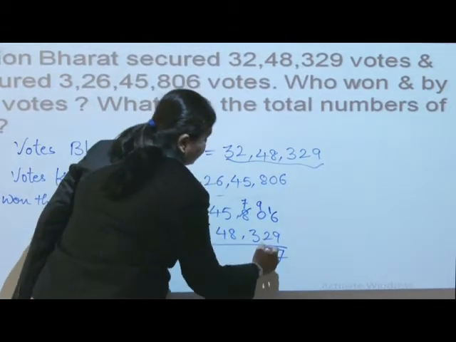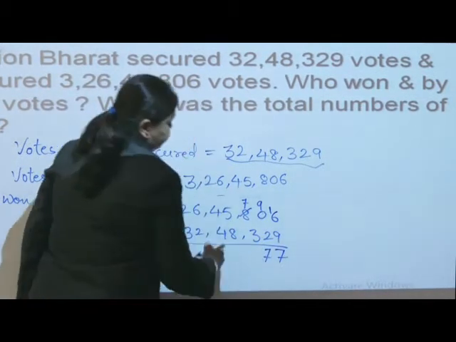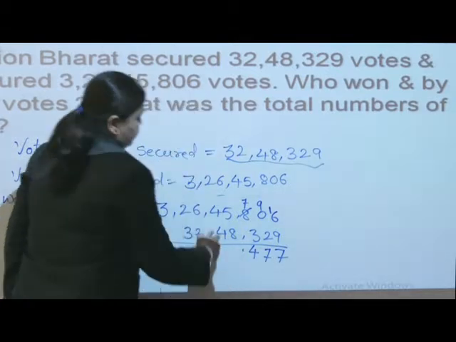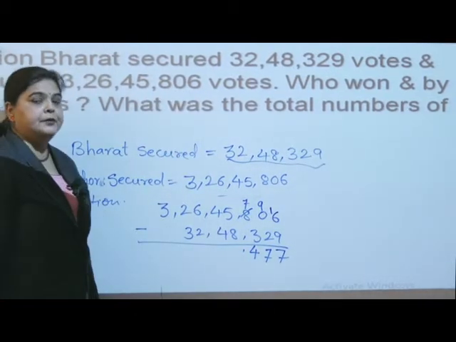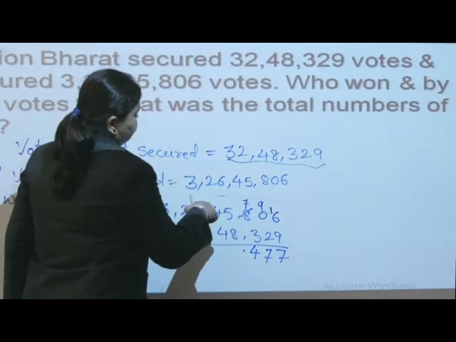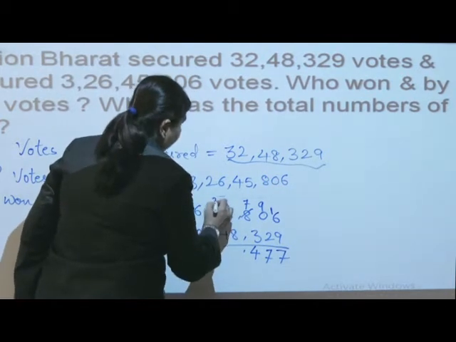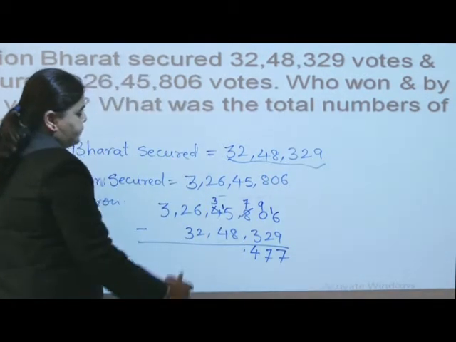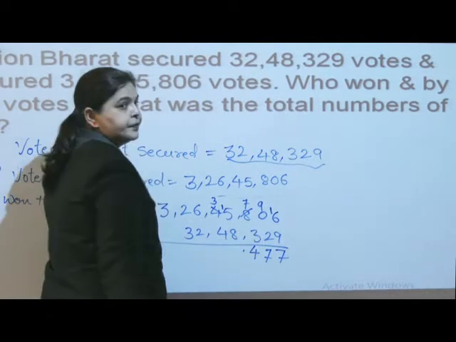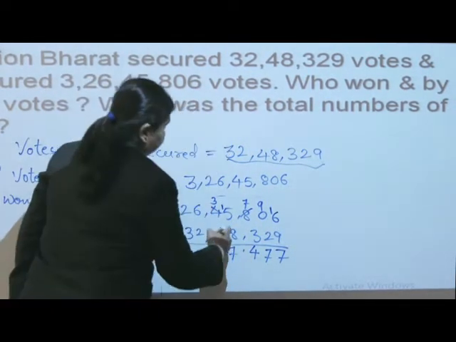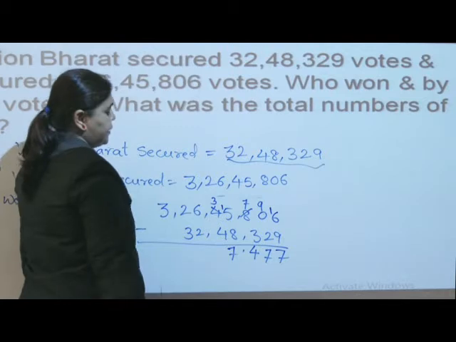9 minus 2 is 7. 7 minus 3 is 4. Can you do 5 minus 8? No. So we have to again borrow from the next. So here will be 15, and the number before will be 3. 15 minus 8. Anybody? 7. Then 3 minus 4 is possible?